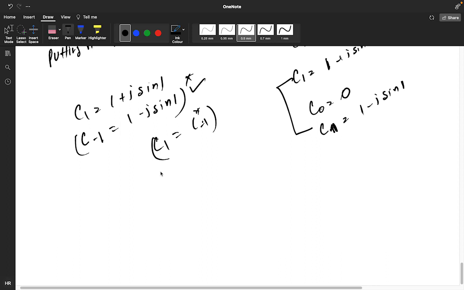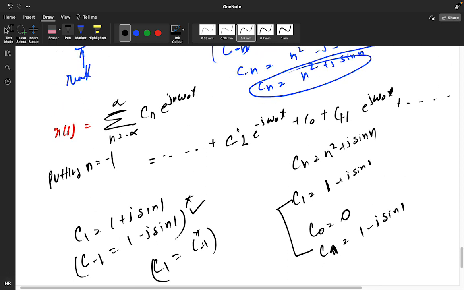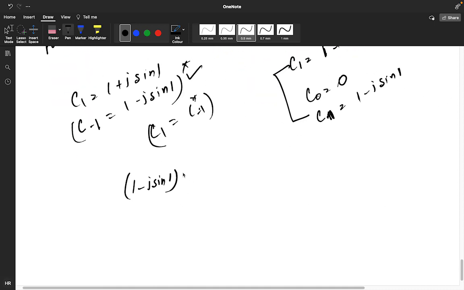So if you put the things like this, I am getting c of minus n equals 1 minus j sine 1, okay, 1 minus j sine 1. And this will be e power minus j n omega naught t, n equals minus 1, so e power j n omega naught t. So if n equals minus 1, it is minus j omega naught t. So the c naught value will come 0.